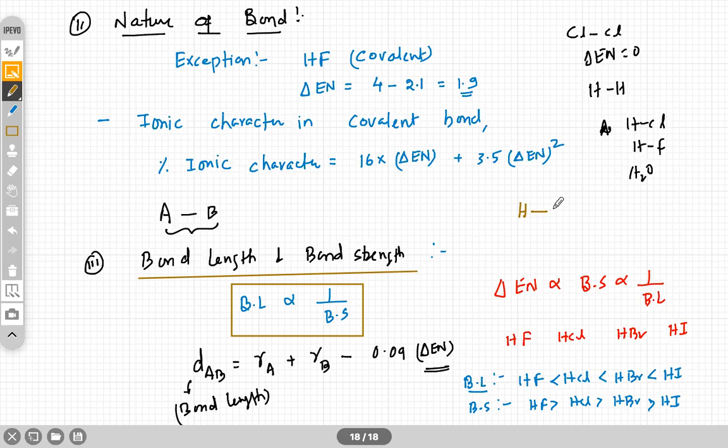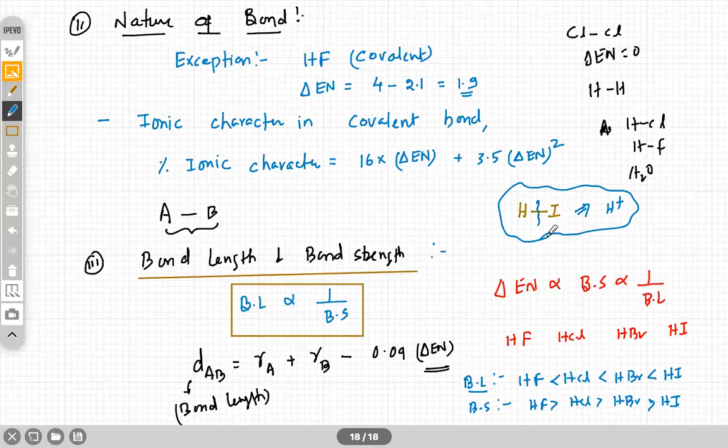Now you see the bond strength of HI is minimum. It means you can easily break this bond and H plus can go out. It means this molecule can easily donate H plus ion. Relatively, I'm talking about relatively among the four, this has the max tendency to release H plus. Hence, the acidity order of HI is max. So HI is most acidic, HF is the least acidic compound. This is the acidity order also.